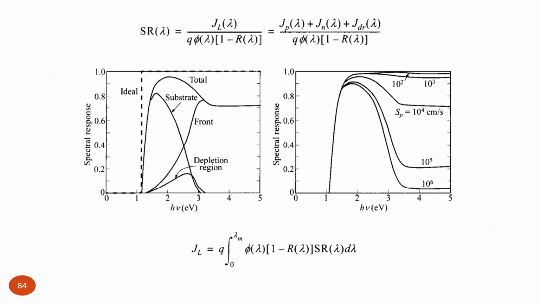So the last slide for today, we have spectral response, and that also stands for internal quantum efficiency, because it gives us the ratio between the number of electrons which form photocurrent to the number of photons absorbed by the solar cell.